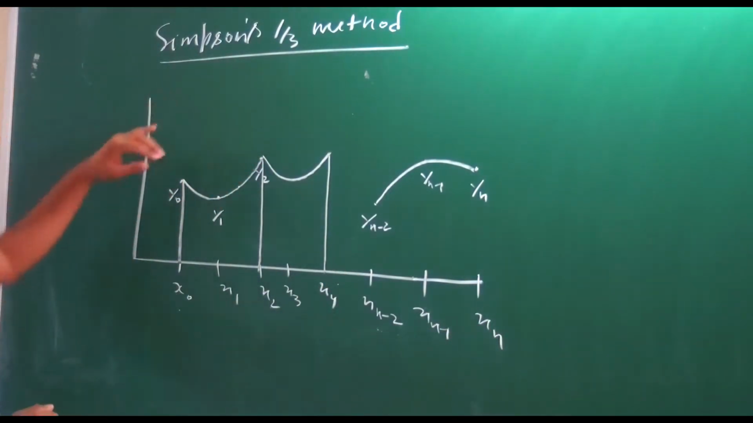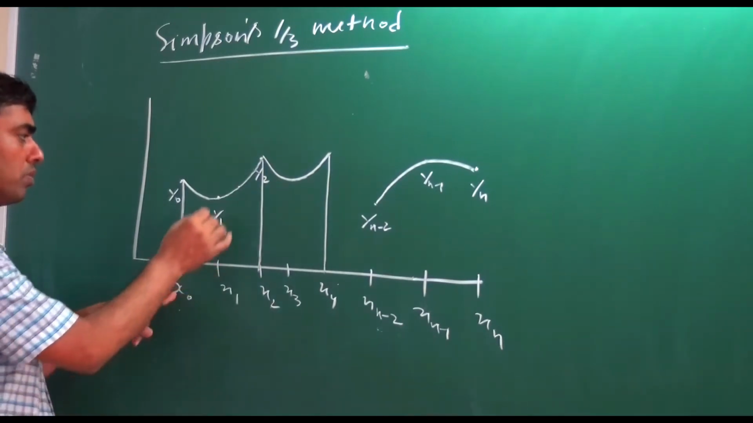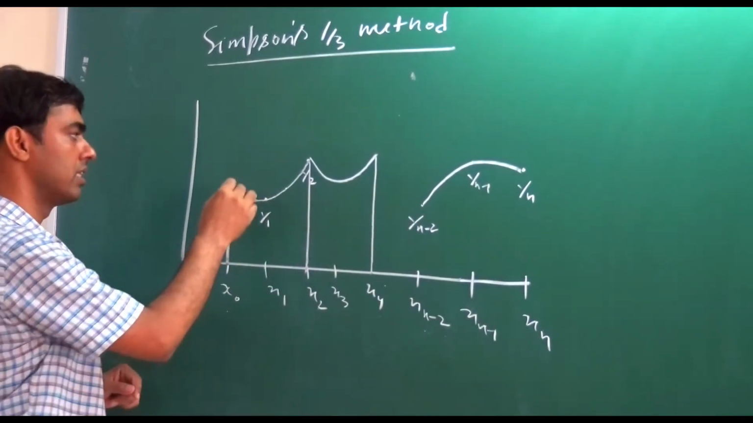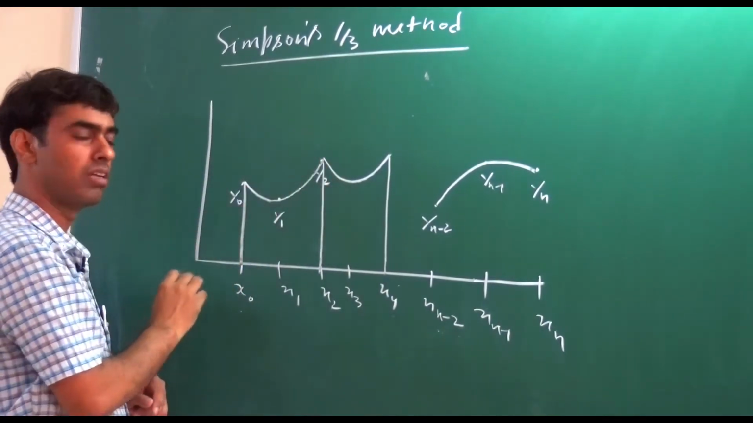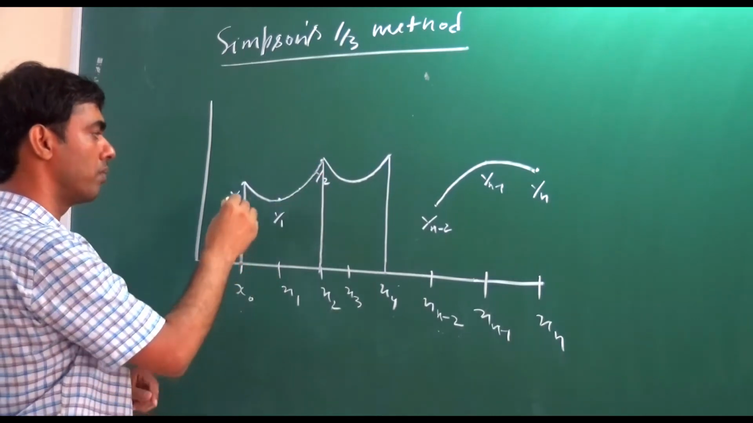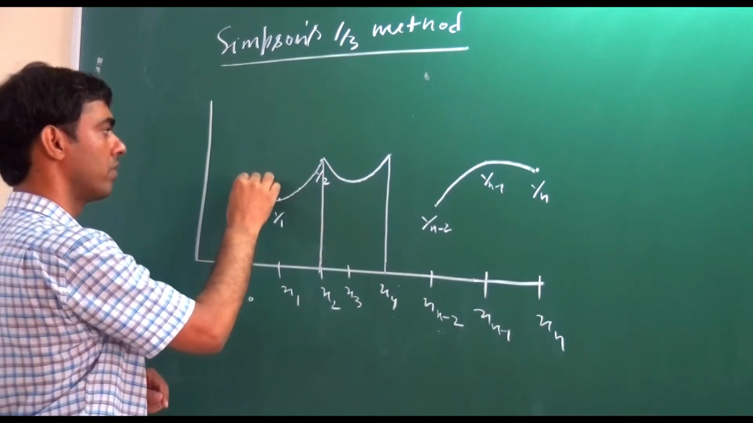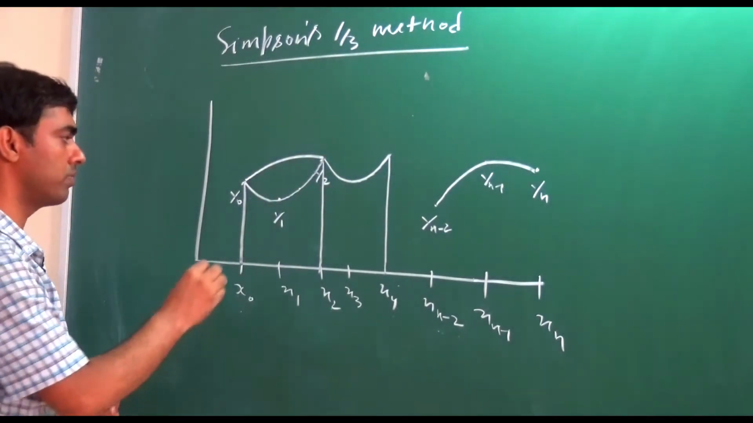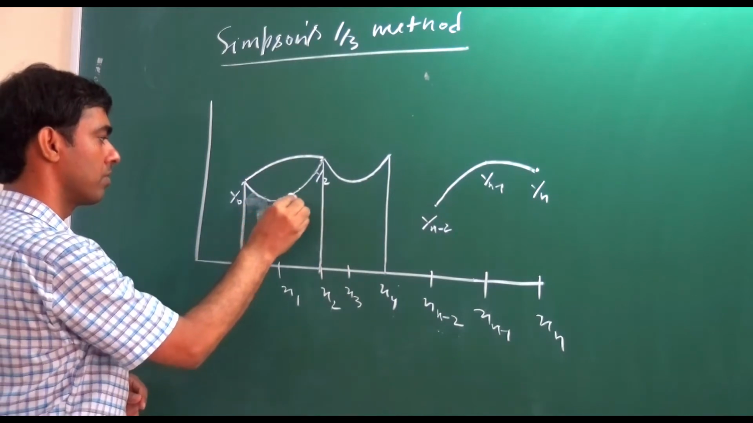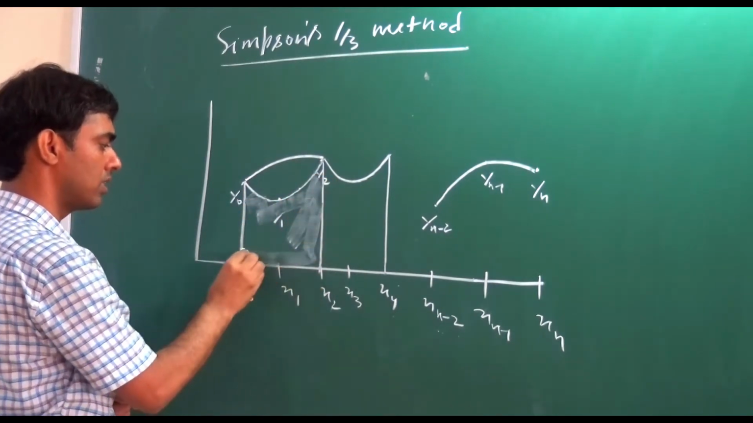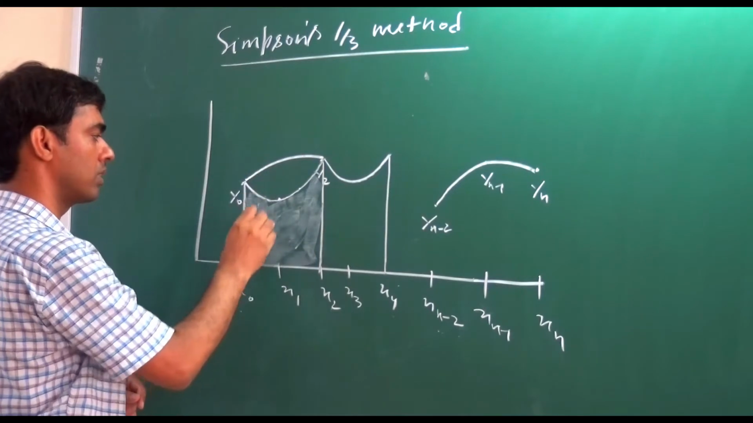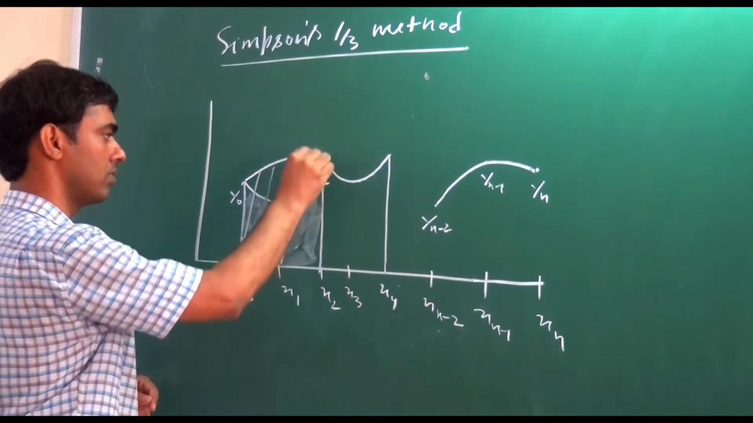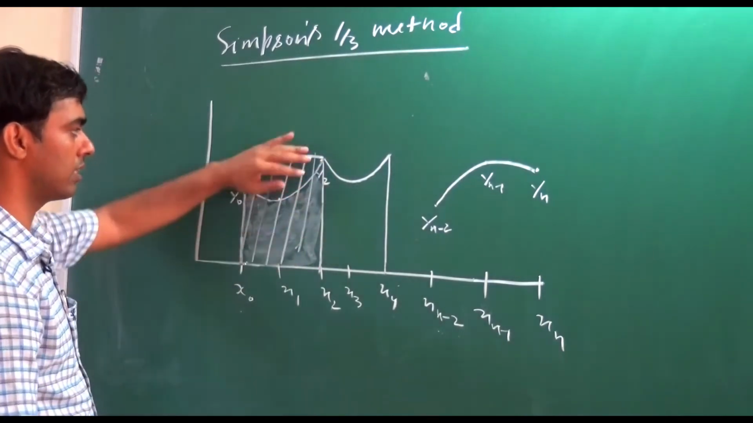But it is not necessary that there is always a polynomial of degree 2 between x0 to x2, between x2 to x4. Maybe this one is a polynomial of degree 3, maybe this one is a polynomial of degree 4, maybe the function is like this. So what we find, by the Simpson 1/3 rule, is this area. But what is the actual area? The actual area is this one.